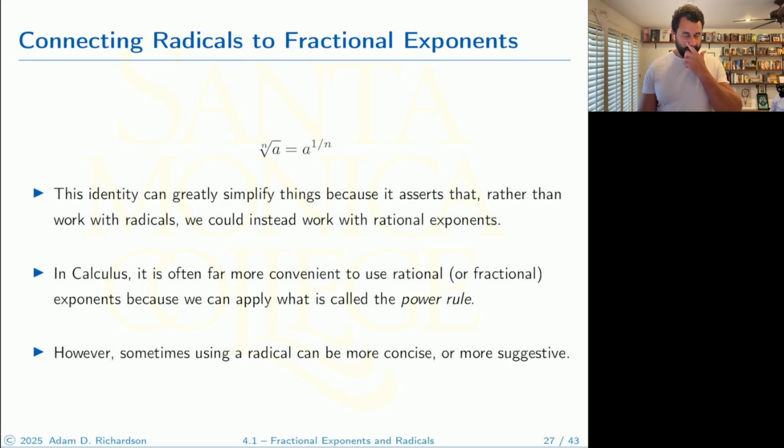That being said, I'm not trying to put down radicals so much. Sometimes using a radical can be more concise or more suggestive. Sometimes it's easier just to say radical 2 than 2 to the 1/2. It kind of depends on the context, right?